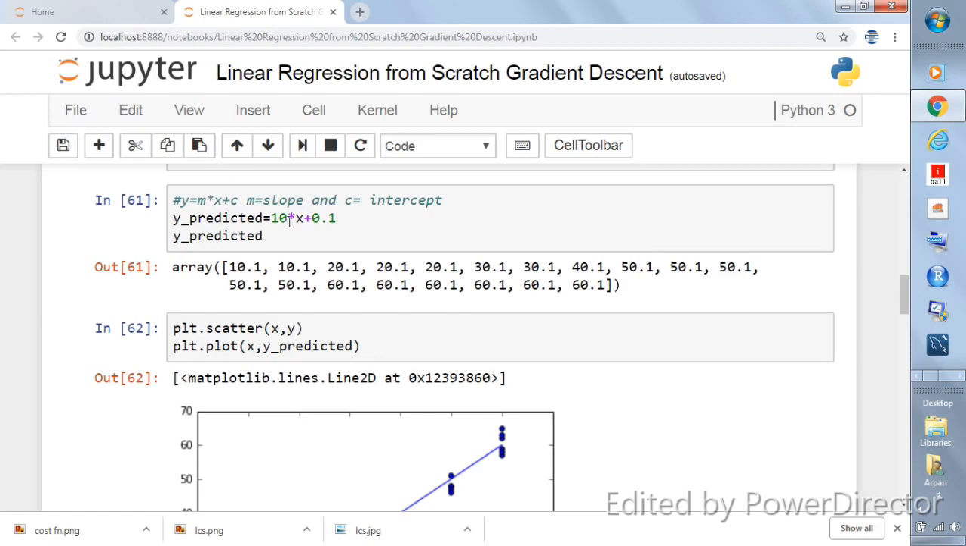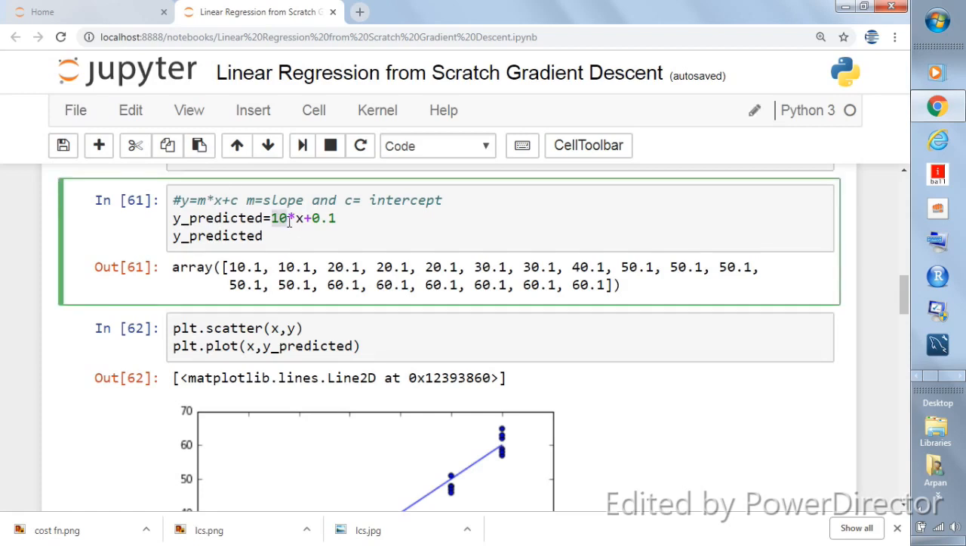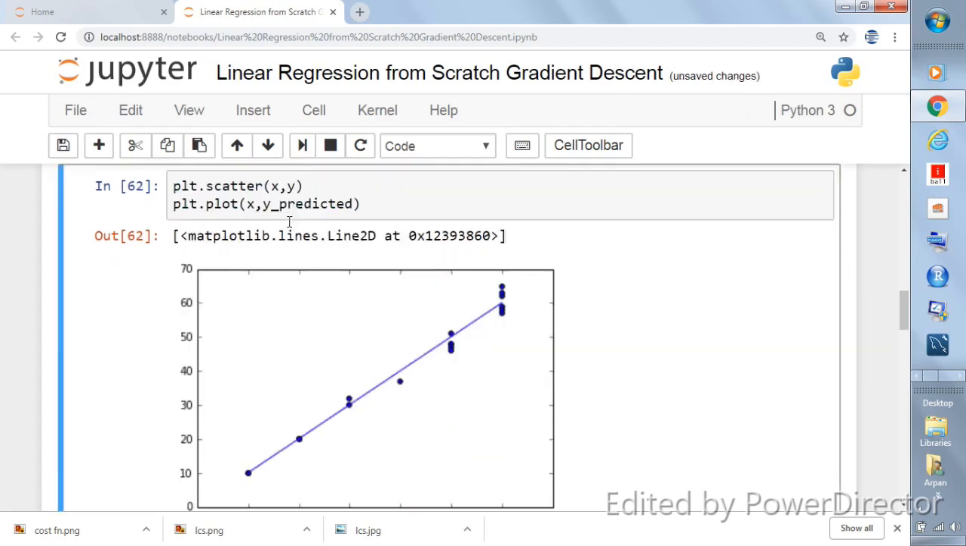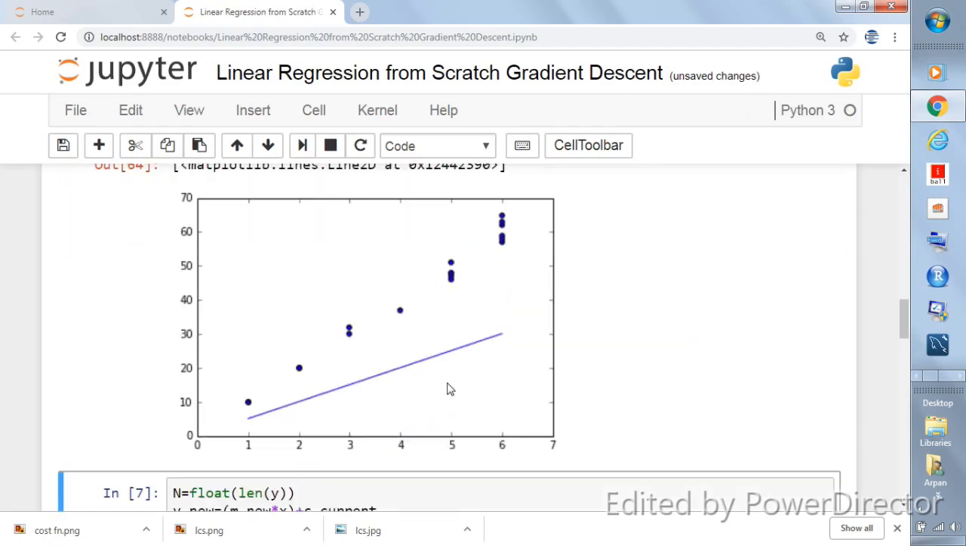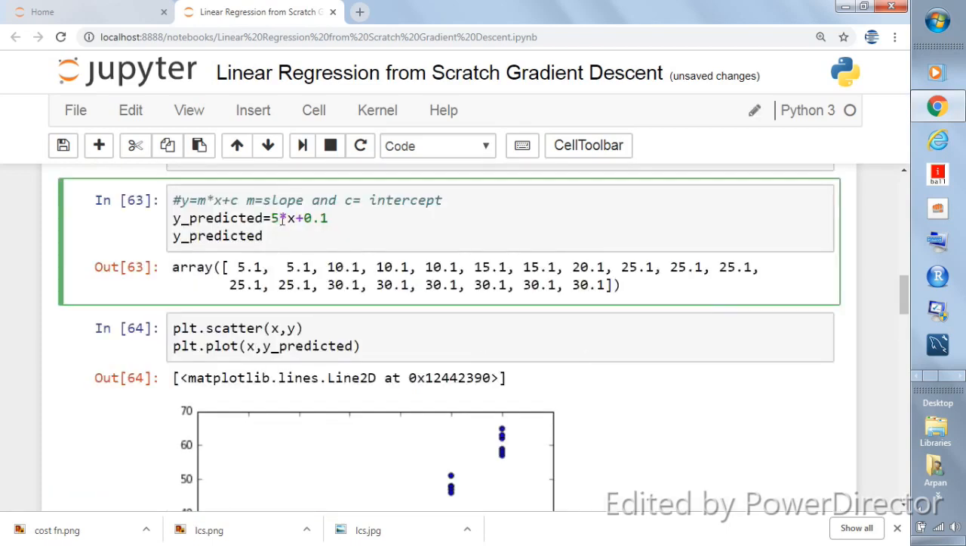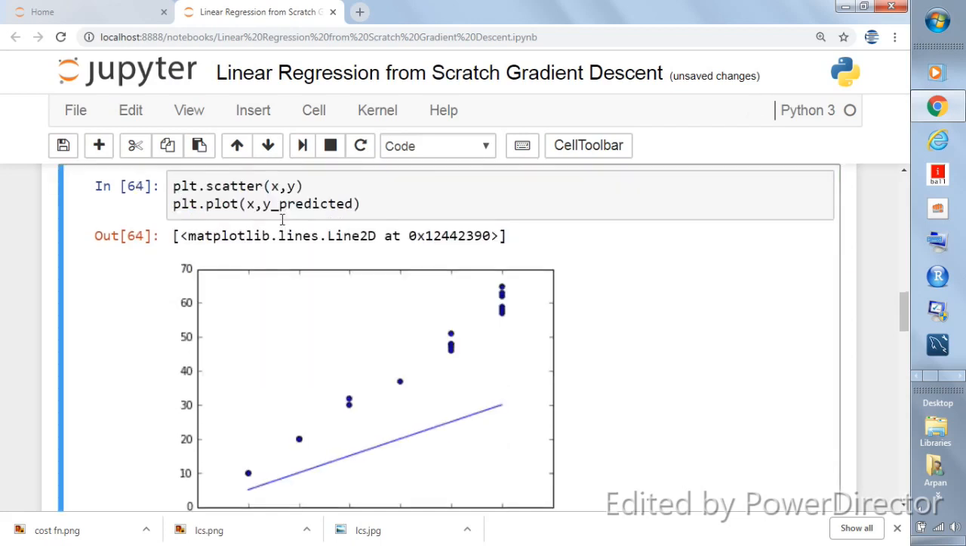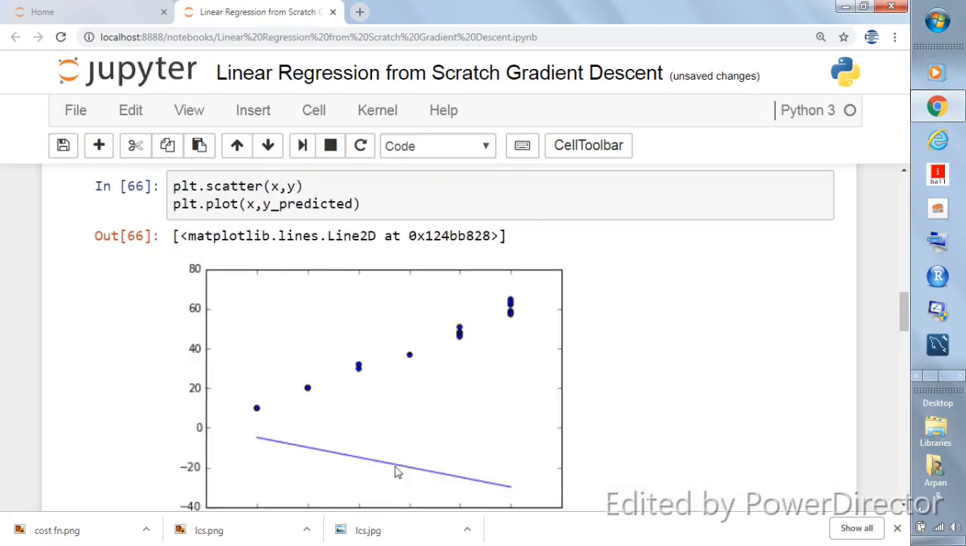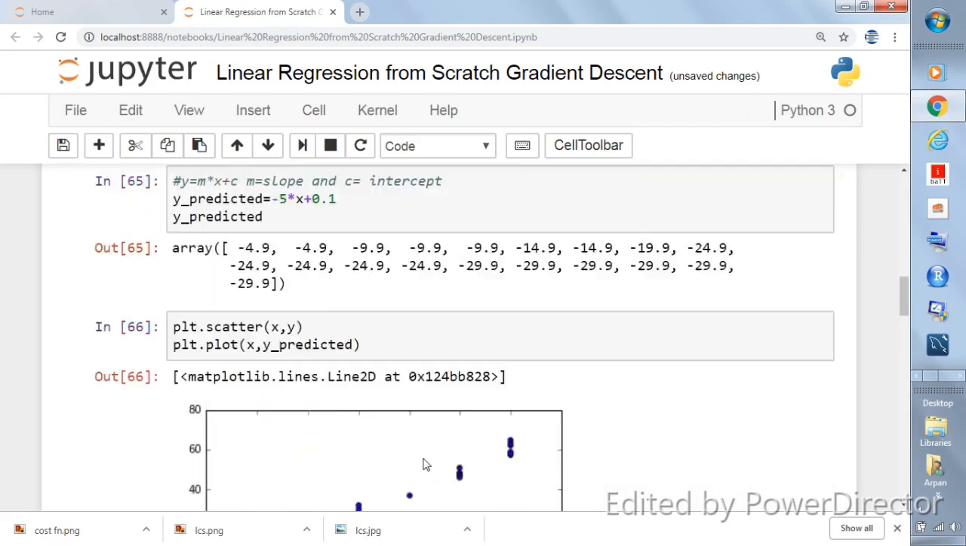Also, we have taken 10, but let's say if we choose 5, what happens? Let's see. Now see, this line is completely out of the best fit line. Our values are going here, but the predicted line is completely going outside of that range. Let's do it like -5. Let's see what happens. Now it's going more and more that way.